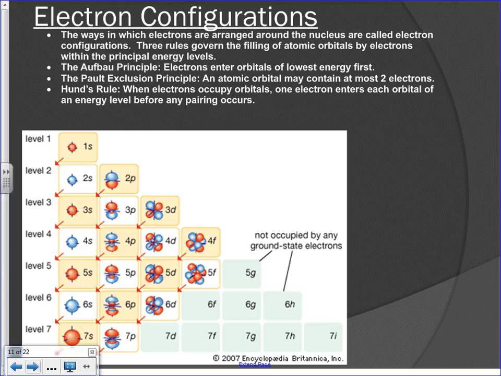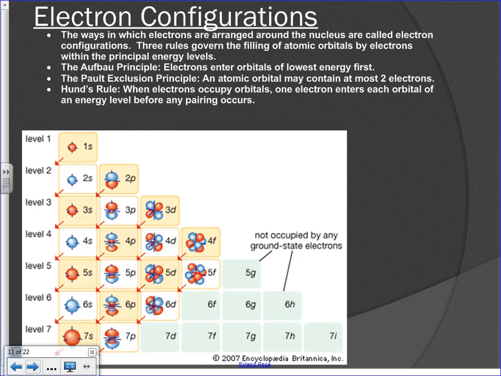So the first thing is the Aufbau principle. Electrons enter orbitals of the lowest energy first. When you're climbing a ladder, you don't jump to the 5th rung from the ground, or you probably would fall. You generally climb up from the bottom rung as you go. So you'd fill this level first, and then you would go to this level, and then to that one, and then you'd move here, and so on.